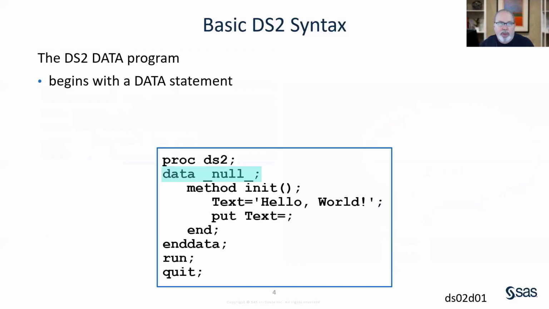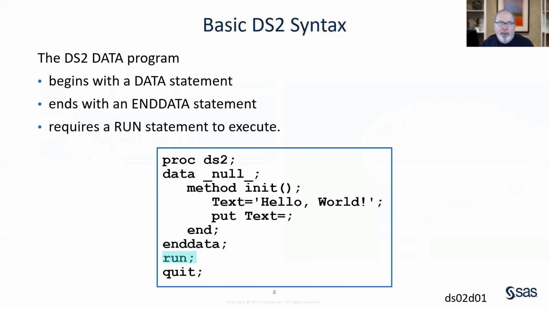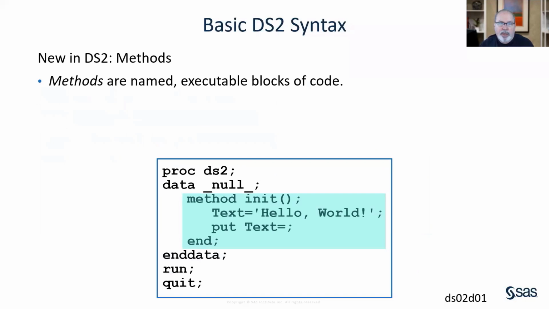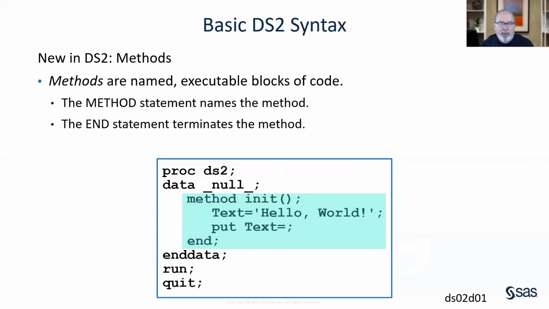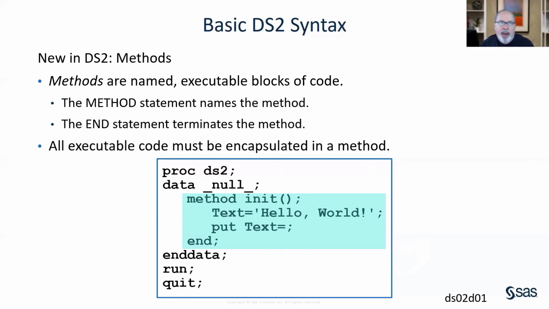So as we said before, the DS2 data program begins with a data statement and ends with an end data statement, and requires a run to execute. Inside of a data program, there are methods. Method blocks are named executable blocks of code. This method is called init. The method statement names the method, and the end statement terminates the method definition. In DS2, every executable statement that you write in your code must be part of a method definition, or you will get a syntax error.